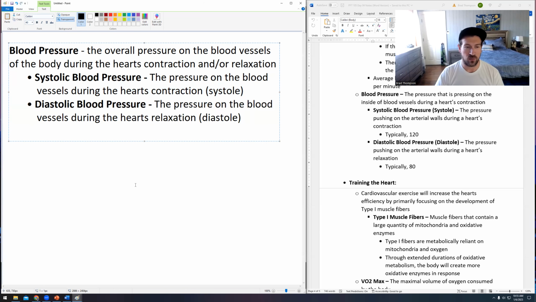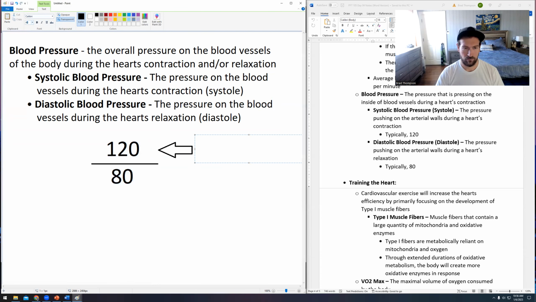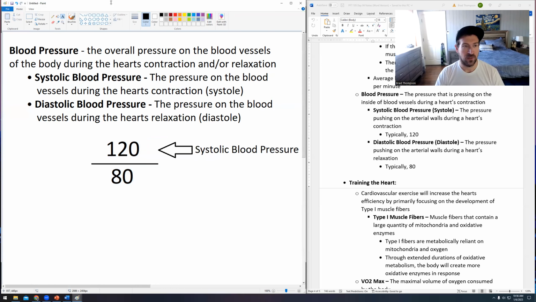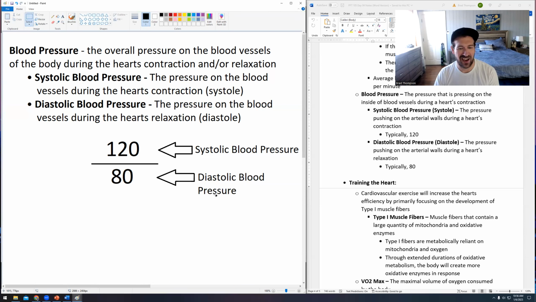Okay, so when we label this, we have, let's say, 120 over 80, right? That's how we're going to typically label this out. So 120 over 80 is referring to the top number. That is our systolic blood pressure. And then the bottom number is going to be our diastolic blood pressure. So there we go. Systolic blood pressure over diastolic blood pressure. Typically, that's 120 over 80.